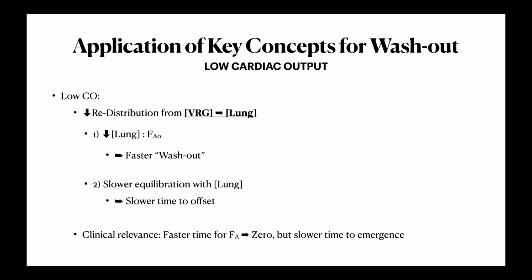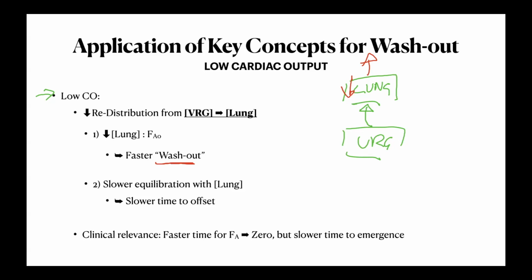So if you have a patient with a low cardiac output, you get a reduction in redistribution from your vessel-rich group to your lung. Okay, so when you've got your lung here, you've got your vessel-rich group. And what that means is that with a low cardiac output, you get decreased transfer of drug from the vessel-rich group to the lung. And because your lung is being cleared by minute ventilation and fresh gas flow, that leads to a quicker reduction in your alveolar pressure. And therefore, that explains why there's a faster washout.